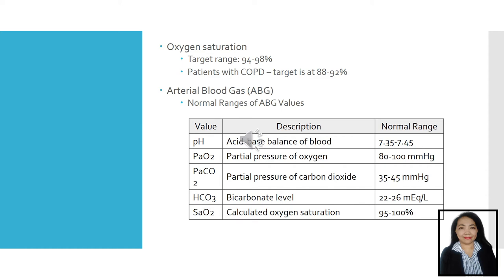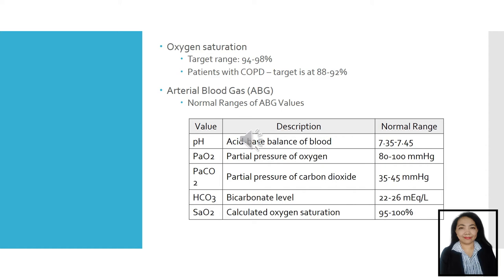Now, although O2SAT is an efficient, non-invasive method to assess the patient's oxygenation status, it is an estimate and not always accurate. For example, if a patient is severely anemic and has a decreased level of hemoglobin in the blood, the O2SAT reading is affected. Decreased peripheral circulation can also cause a misleading low O2SAT levels.